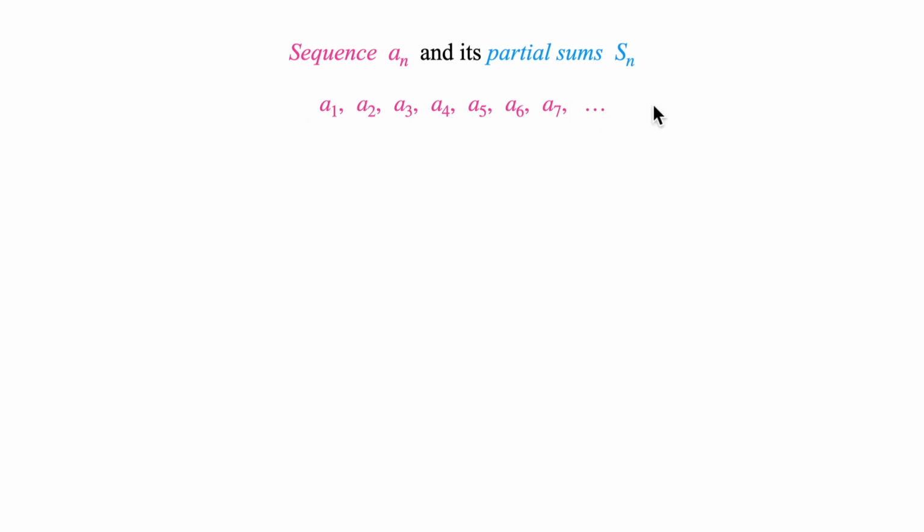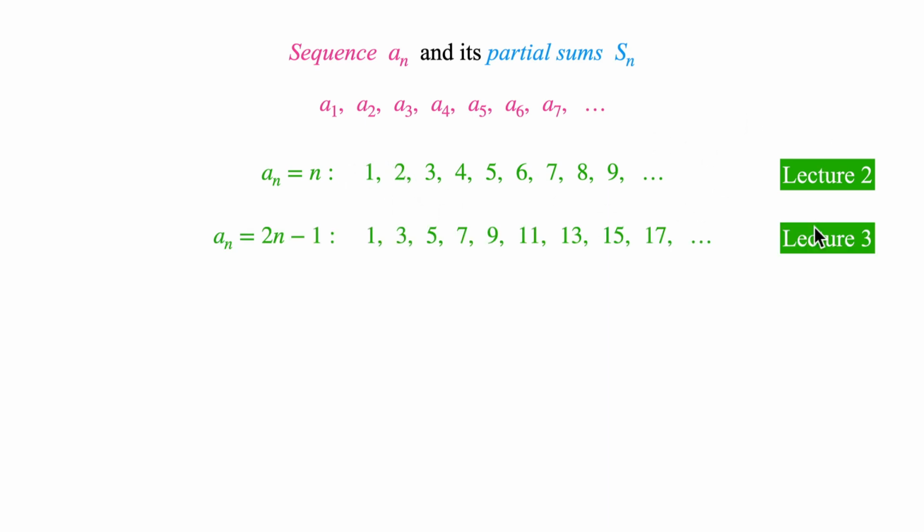It's a sequence. In lecture 2, in problem number 1, we had a sequence which can be defined in the following way: an is equal to n. So A1 is equal to 1, A2 is equal to 2, and so on and so on. This is an example of a sequence here. Now, in this lecture, our sequence can be defined in the following way: an is equal to 2n minus 1. And then we get a sequence of odd positive numbers, right?